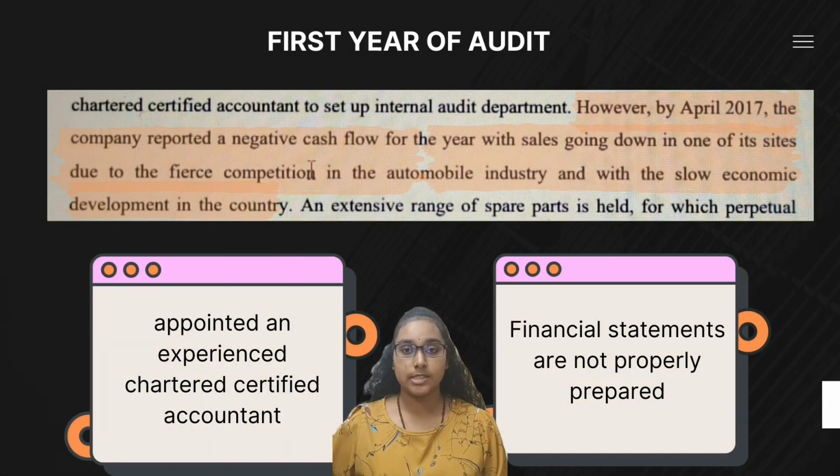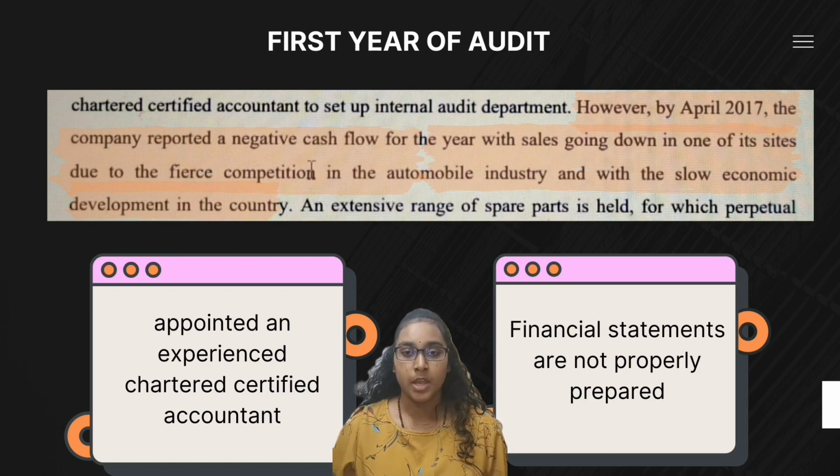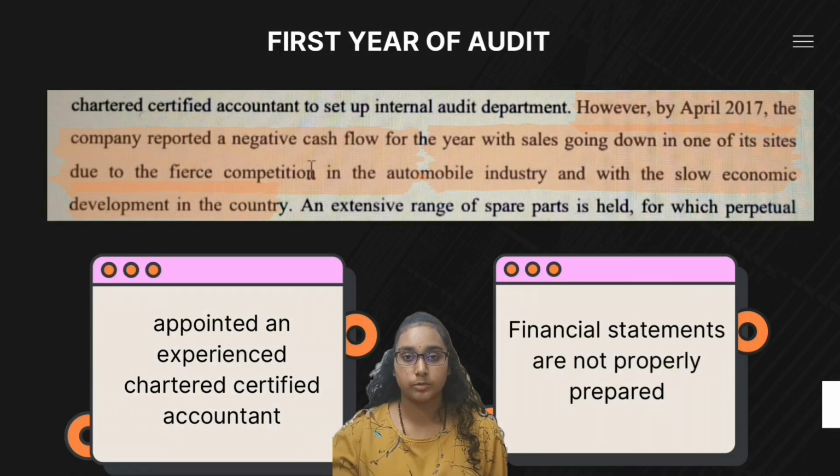First year of audit. As evidence, the company reported a negative cash flow for the year with sales going down in one of its sites due to fierce competition in the automobile industry and slow economic development in the country. Misty Motors expanded its operations by opening new sites in a few strategic locations across the country. In mid-January 2017, the management of Misty Motors appointed an experienced chartered certified accountant to set up an internal audit department to examine and analyze company records and financial documents. However, the financial statements are not properly prepared and there is no information about these financial statements being audited before, which results in negative cash flow for the year with sales going down.